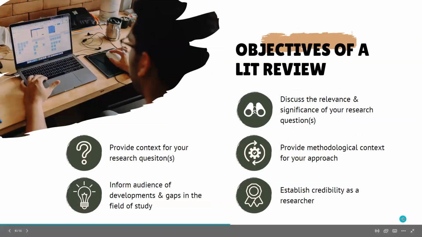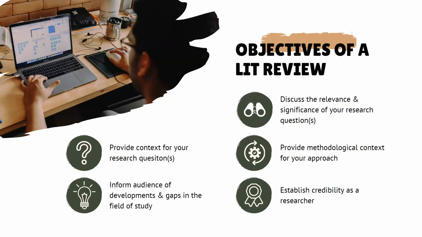Okay, so we've talked about why a literature review is important. Now let's talk about the objectives of a literature review. A literature review provides context for your research question or questions, right? You want that to come out of your literature review. You also want to use a literature review to inform your audience of those developments and gaps in the topic or the field.